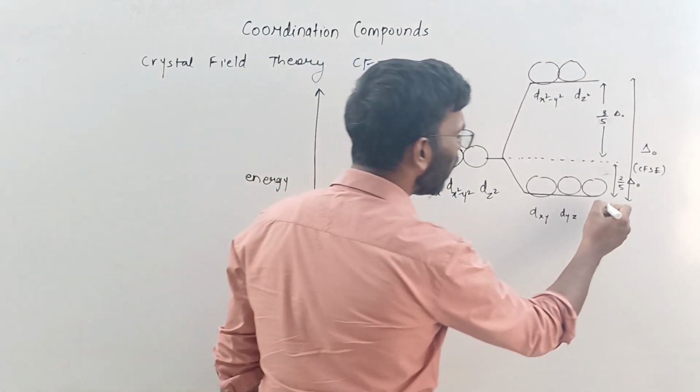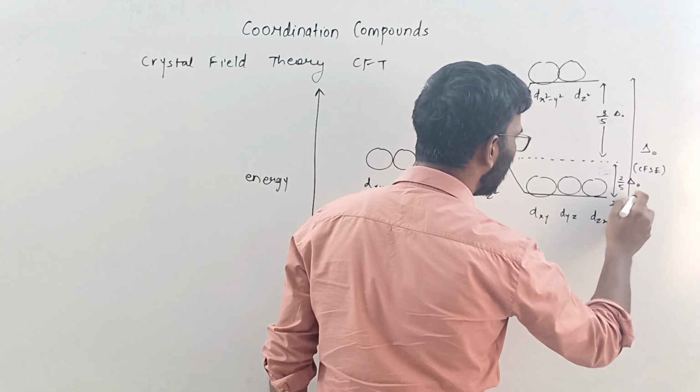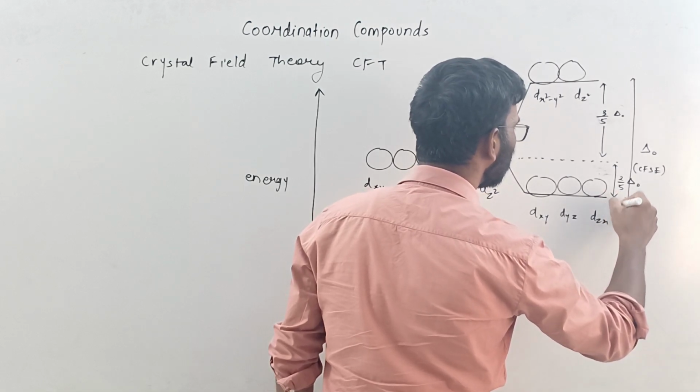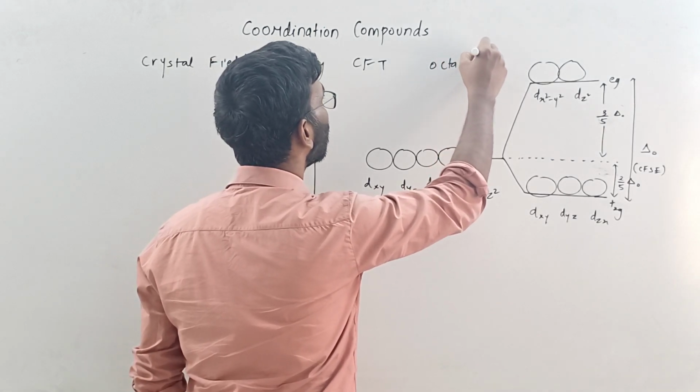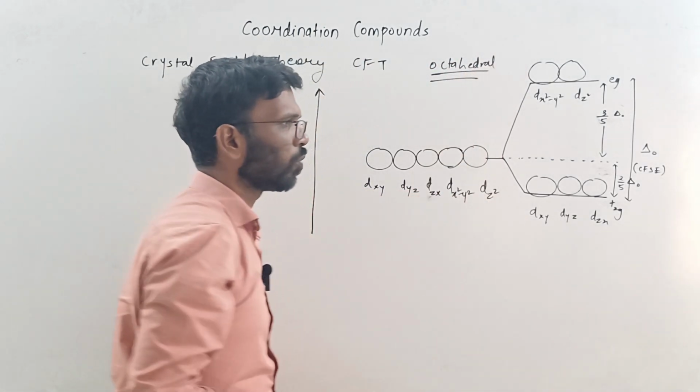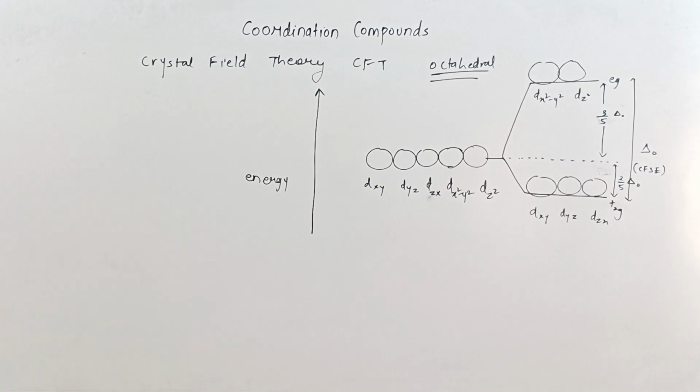This energy level is called T2g and this is Eg. This is for octahedral splitting. Based on this, we'll do one question.